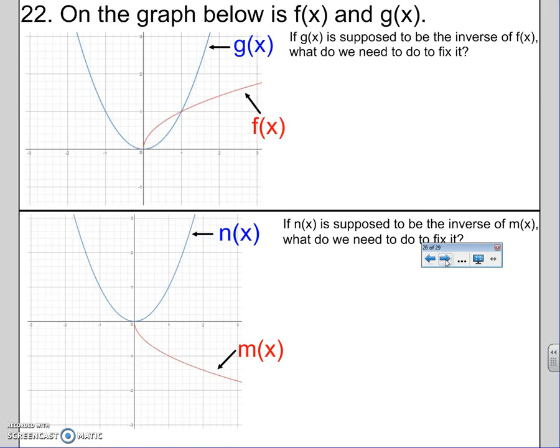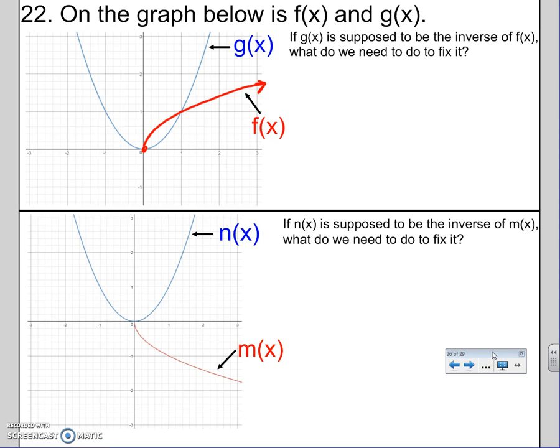Alright, 22. On the graph below, f of x and g of x are shown. If g of x is supposed to be the inverse of f of x, what do we need to do to fix it? So if you look, f of x is a square root graph right here. And then g of x is a quadratic graph. Remember, square roots and quadratics are almost inverses. You've got the same picture, but there's sometimes either too much or too little.